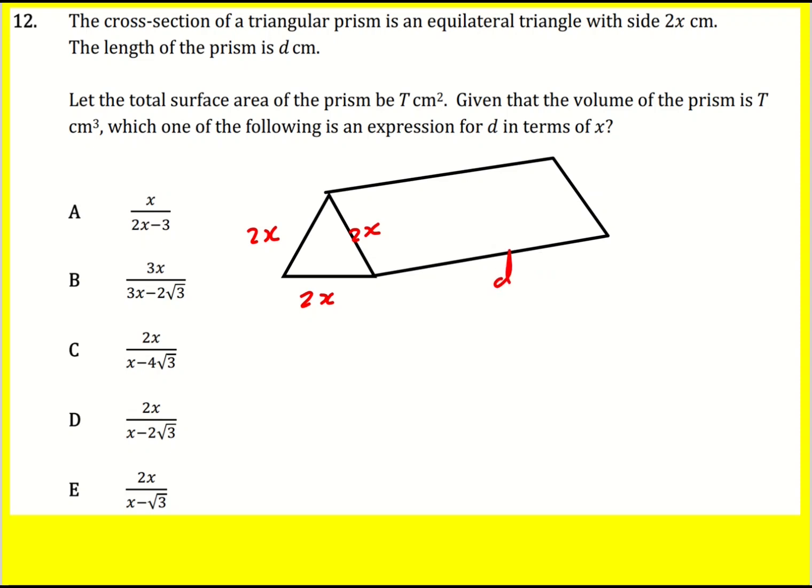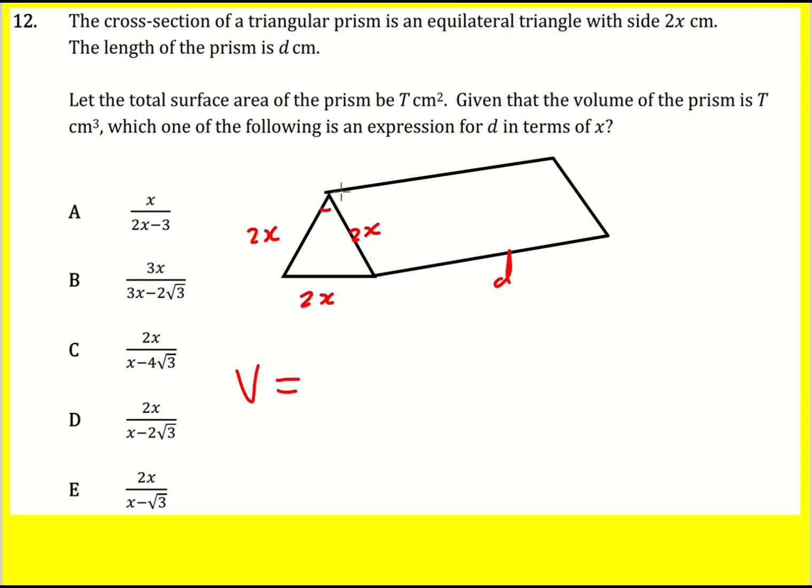And then we're told that the total surface area of the prism is t, and also the volume of the prism is t, and therefore to write d in terms of x. Okay, nice. So let's deal with the volume to start with. So that's going to be the cross-sectional area multiplied by d.